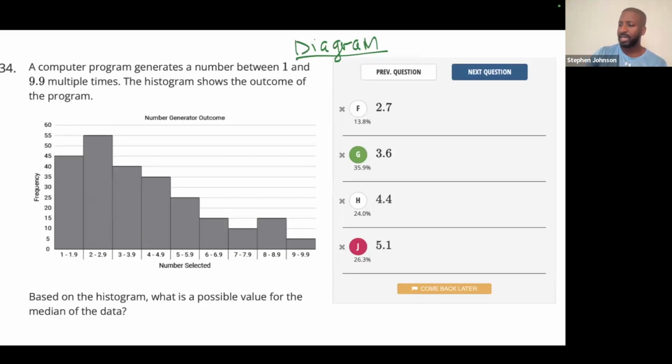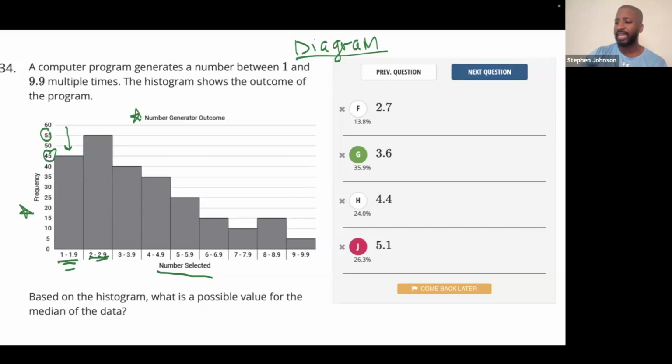and then I read after that. So it looks like this is a number generator outcome and the x-axis is number selected and the y-axis is frequency, like all histograms. So if I were to try to describe this, it looks like this first bar here represents the fact that a number between 1 and 1.9 is selected 45 times, right? And a number between 2 and 2.9 is selected 55 times. Okay, I think I understand what's happening here. Now I actually read the question. So that's my suggestion to you: make sure you understand the diagram, then read the question.